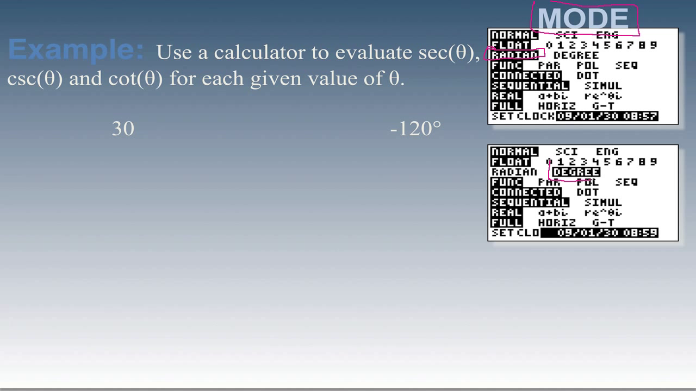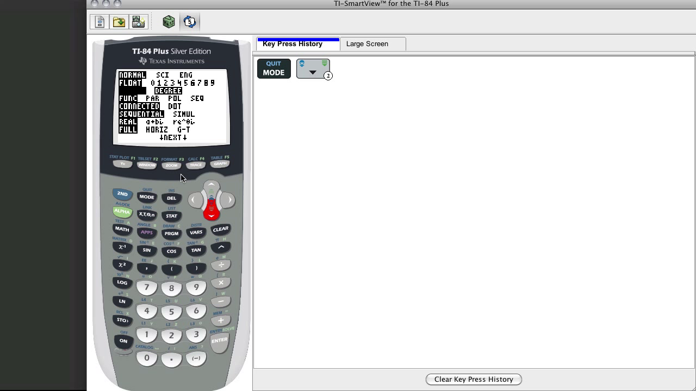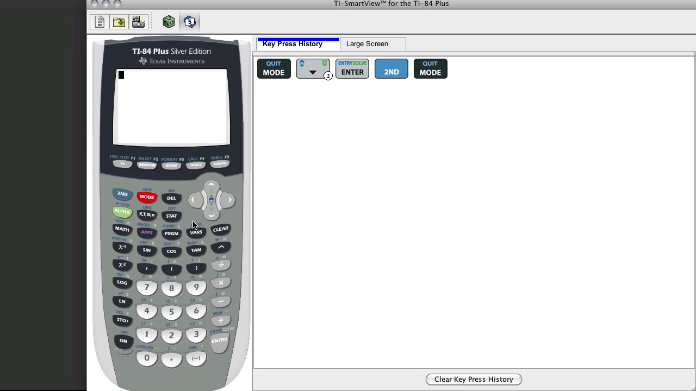So to see this in action, I'm going to take the secant, cosecant, and cotangent of 30 using a calculator. On our calculator, if we press the mode button and look at the third option down, I can see that degree is highlighted, but the first set of questions involves radians. So I'm going to go down, make sure radians is highlighted, press enter, and then quit out of the screen. Now I'm ready to evaluate functions.